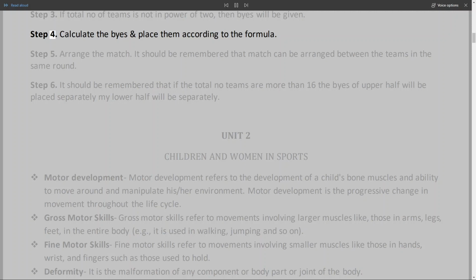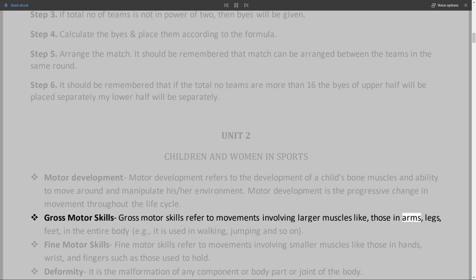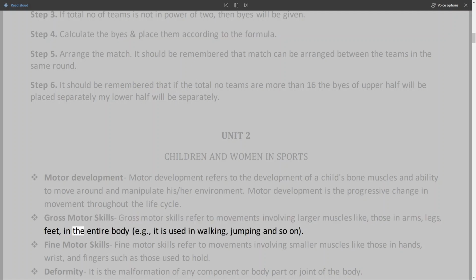Unit 2: Children and women in sports. Motor development: motor development refers to the development of a child's bones, muscles and ability to move around and manipulate his/her environment. Motor development is the progressive change in movement throughout the life cycle. Gross motor skills: gross motor skills refer to movements involving larger muscles like those in the arms, legs, feet, and the entire body. For example, it is used in walking, jumping and so on.